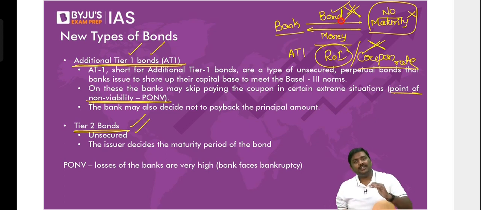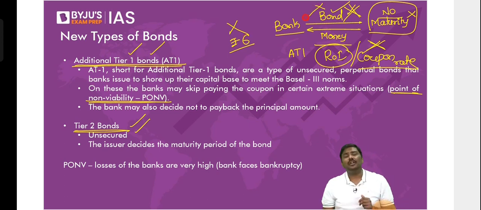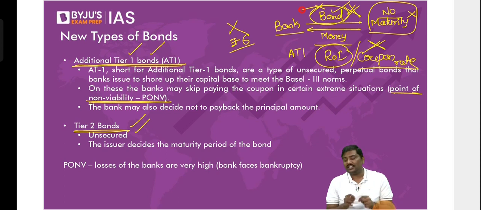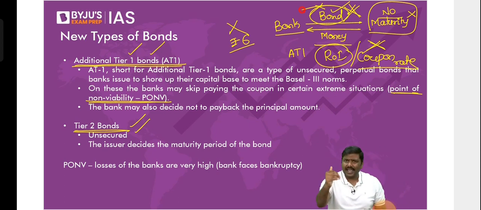Right? What do you mean by that? Imagine I've given a bond to you. You have given 100 rupees to me. Annually, I'm supposed to pay you 6 rupees. Assuming the coupon rate is 6%, annually I'll have to give you 6 rupees. If I reach a point of non-viability, I have the option of cancelling the coupon as well as cancelling the bond. Meaning what? I will not give you 6. I will not give you 100 rupees back either. You have to understand, this is called a point of non-viability. Right? So RBI says if a bank reaches PONV, then cancel the coupon, cancel the bond also.